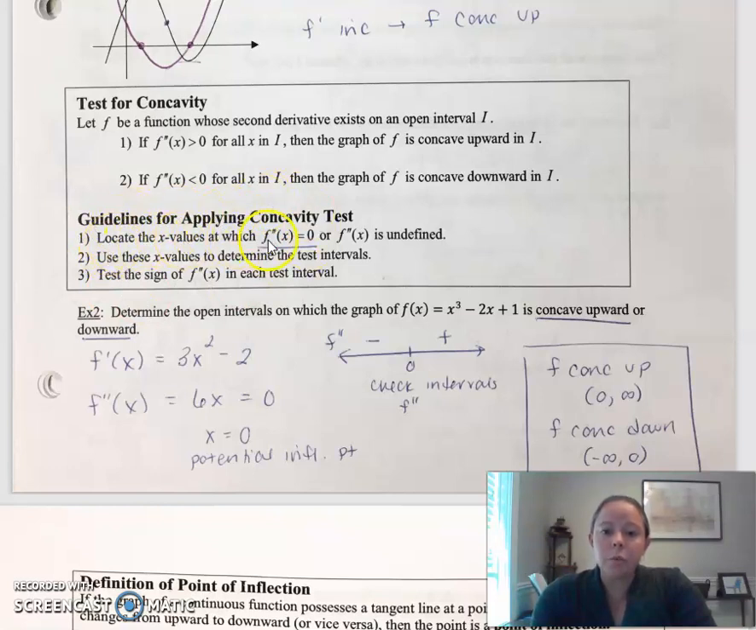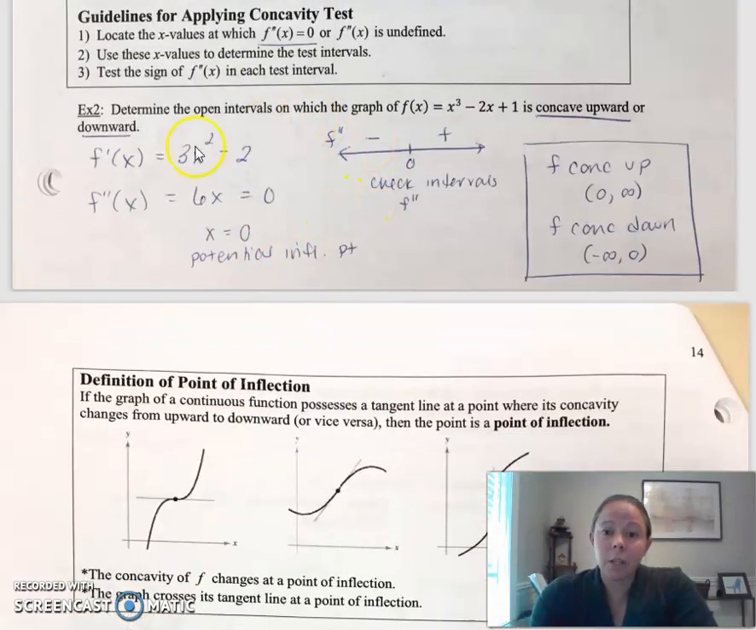All right, so locate guidelines for concavity. Locate the x values for which the double derivative equals 0 or the double derivative is undefined. Realize asymptotes are where you could easily change concavity, so you'll have to be careful. Use these x values to determine the test intervals and then test the double derivative. So just like we were using the first derivative number line to test for increasing and decreasing, we're going to use the second derivative number line to test for concavity. So that's exactly what we do.